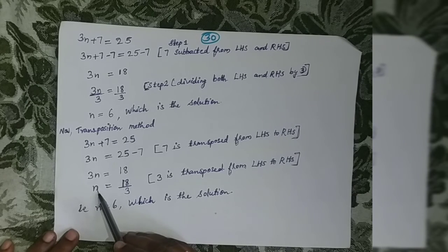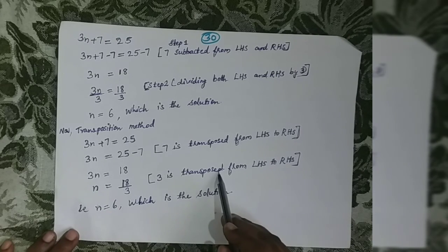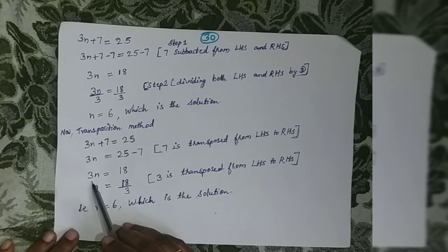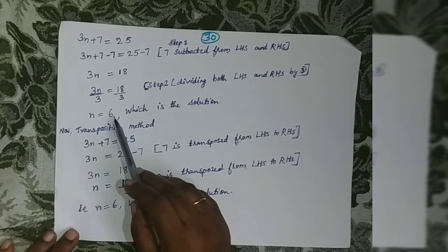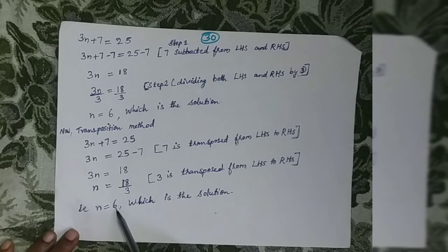n is what? Value of variable is what? 18 by 3. 18 by 3 is what? 6. So value of variable is 6, which is the solution. Here 3 is transposed from LHS to RHS. That means shifted. Here it is multiplied, and when it is shifted it divides. This is which method? Transposition. You can see by balancing method also n's value is 6. By transposition also n's value is 6 only.